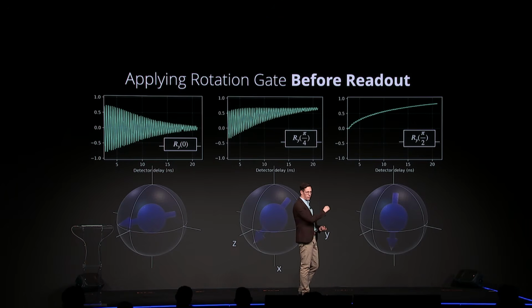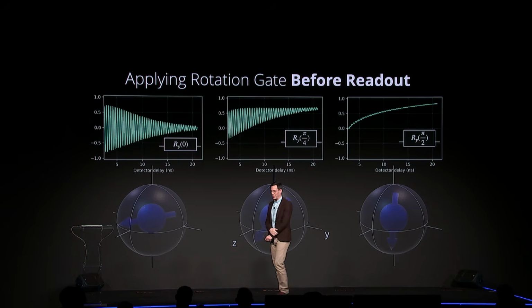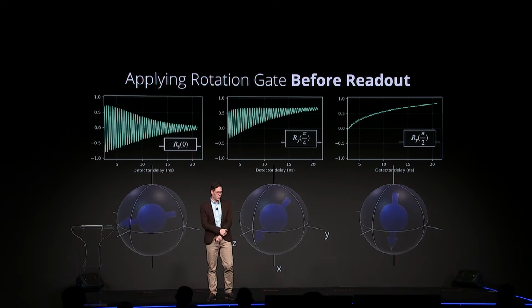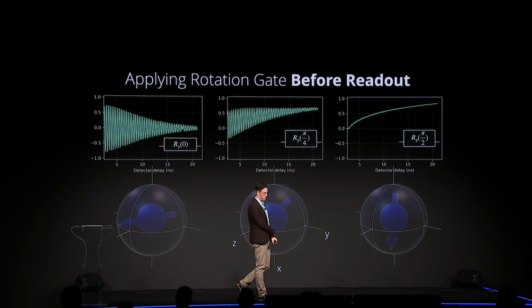In the middle, you've got a rotation halfway to the x-axis, and then on the right, you've got a rotation all the way down to the x-axis. So you're seeing a totally different axis of measurement. So we can really get a nice picture of what's going on within these Bloch spheres, as they're called, of the qubits.